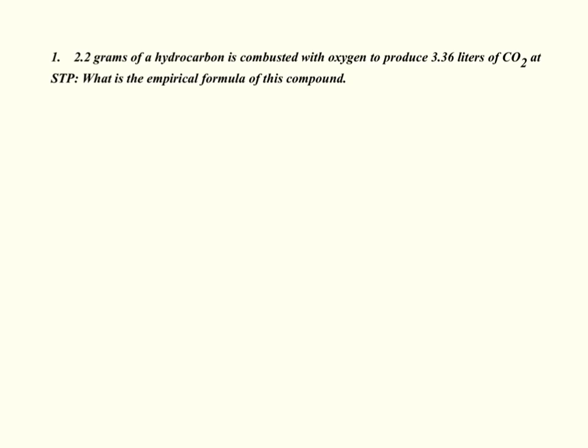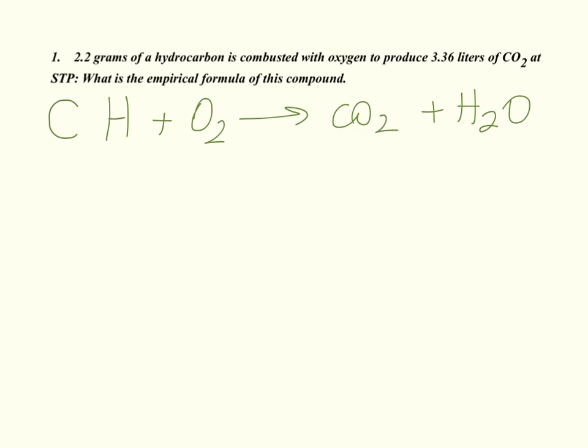This is question number 1 in worksheet number 5, finding empirical and molecular formulas of compounds. We are given that we have a hydrocarbon. A hydrocarbon is made of carbon and hydrogen. It is combusted with oxygen to produce carbon dioxide and water. Remember that when hydrocarbons are reacted with oxygen, always carbon dioxide and water are the products.